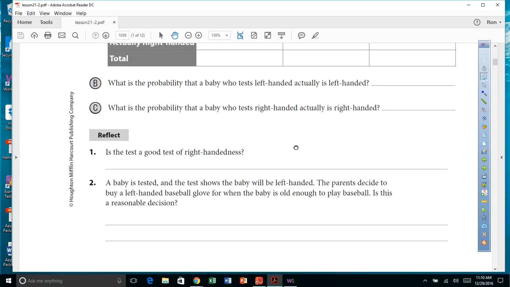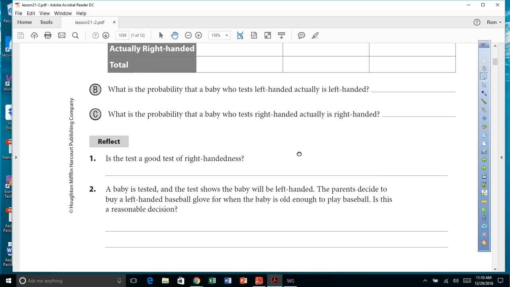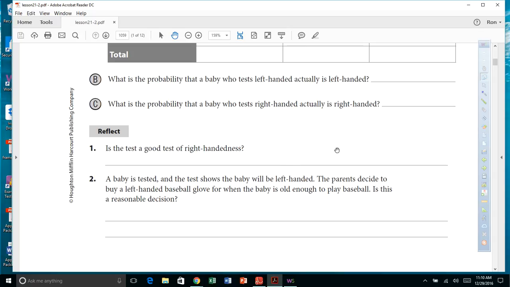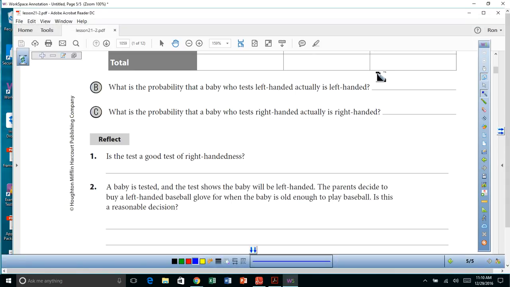What is the probability that a baby who tests left-handed actually is left-handed? So let's see, that was 92,000 divided by 137,000. And that's approximately 67.2%. Okay, and that's based on the table.